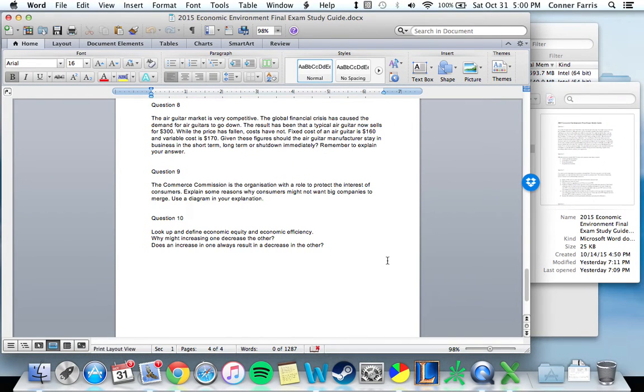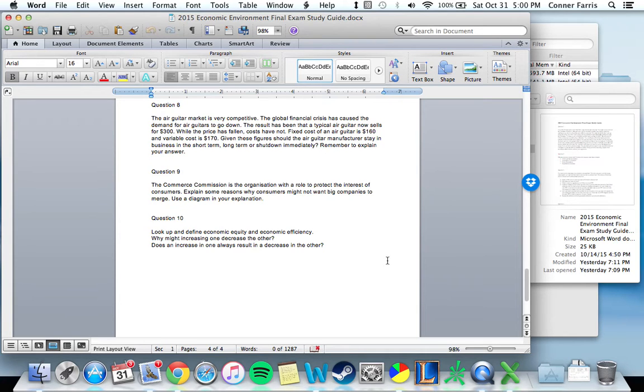Question 10. We've got equity versus efficiency. So equity is just things being equal in a very basic sense. Efficiency is the best we can produce something, the most efficient. It's using the word in its own definition, but whatever. We've covered efficiency the whole time.